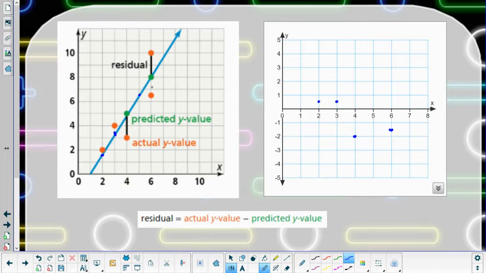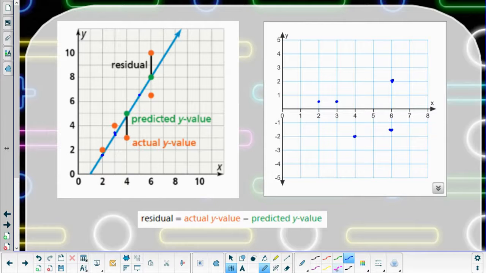And then I have another one that's also when x equals 6. So this one would not be a function. It would fail the vertical line test. My actual is 10. My predicted is 8. 10 minus 8 is 2 over. So I'm going to go to 2 over, and put a dot. So this is what the residual plot would look like for those 5 points that we have on this chart. We're comparing the actual value to the residual value.